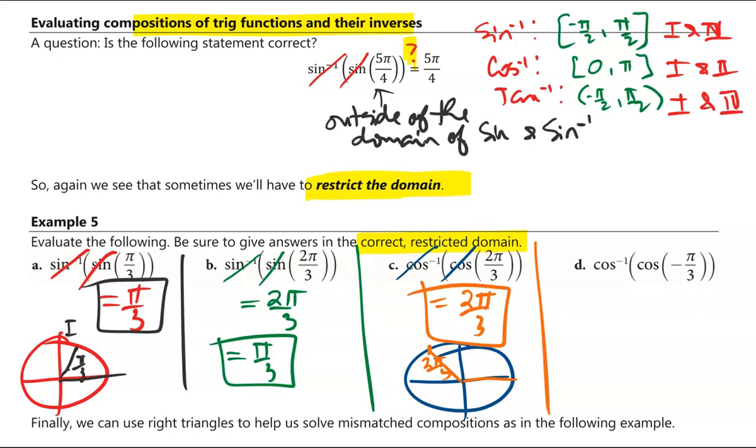Then letter D, inverse cosine of negative pi over 3. Where is negative pi over 3? This is negative pi over 3. But for cosine, the domain is only from 0 to pi. So the coterminal of that is pi over 3. So the answer is pi over 3.